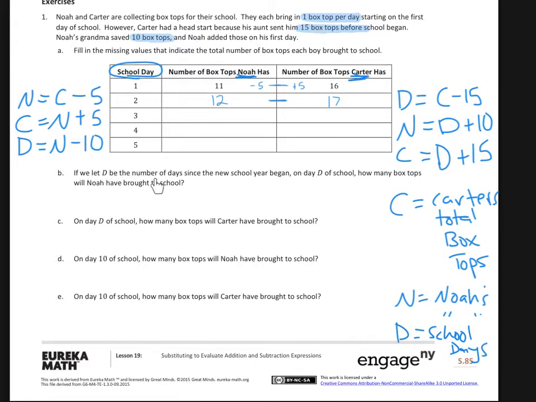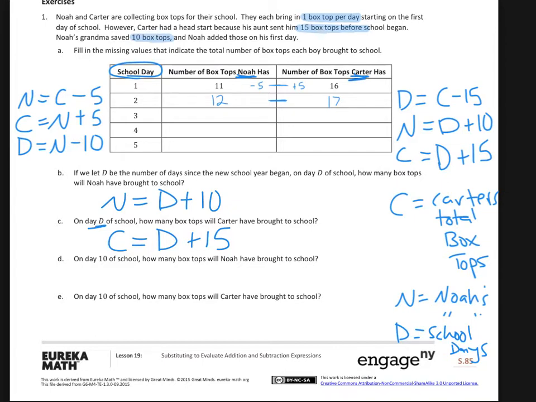If we let D be the number of school days since the new school, and on D days of school, how many box tops will Noah have brought? Well, that's us saying we know the days, but we don't know Noah. So that would be this equation: Noah equals the school days plus 10. And that'll tell us how many Noah has. So on day D of school, how many box tops will Carter have? Again, we're looking for Carter. We don't know Carter's, but we know how many school days there are, and we're going to add 15 to that. We will figure out Carter's information.